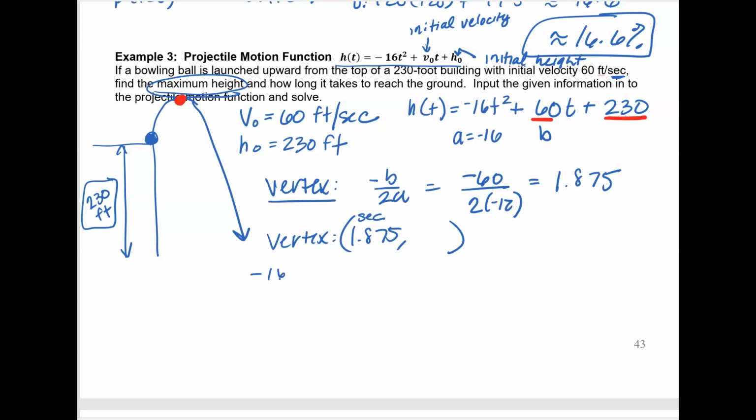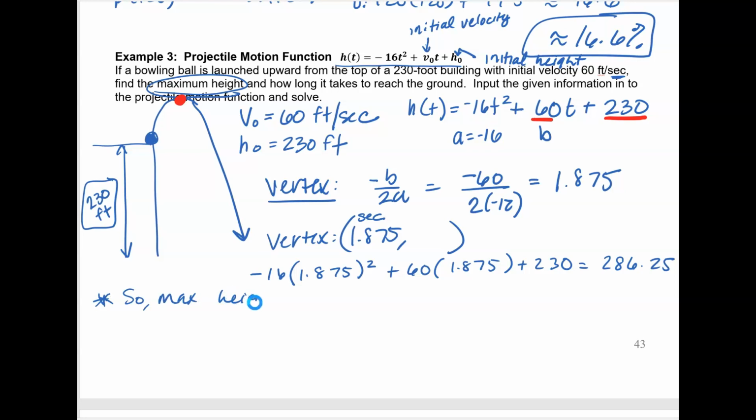So I'm going to take negative 16 and I'm going to plug in 1.875 to the equation. And I end up getting 286.25. So max height is 286.25, and we know it's feet because the velocity was 60 feet per second, and that occurs at 1.875 seconds, but they didn't ask for that, so we just stopped there. And so that's the first part.